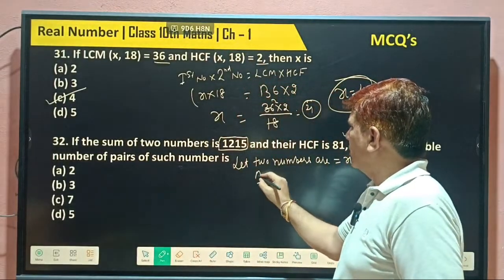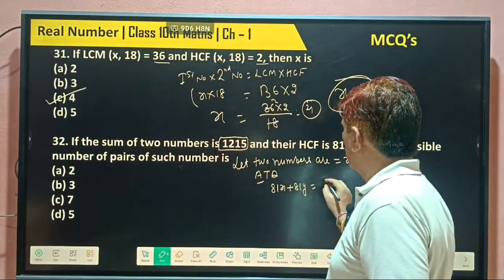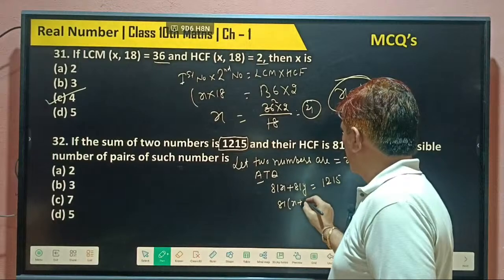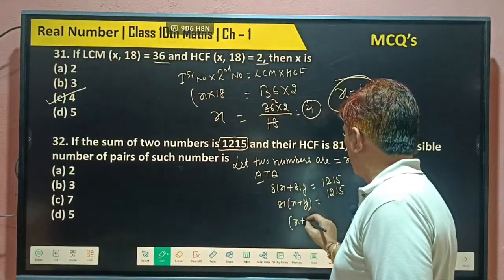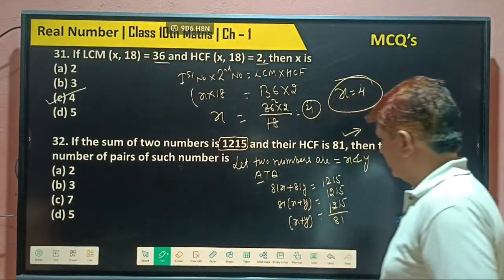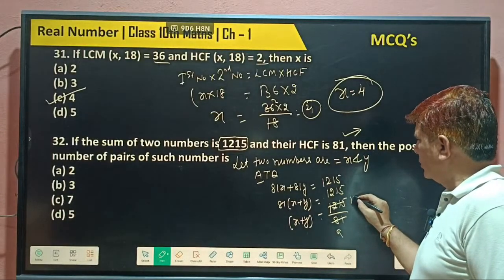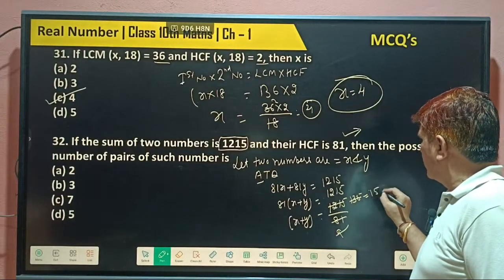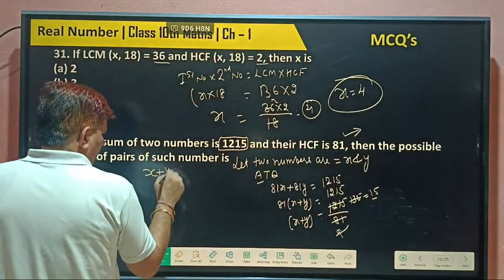So according to the question, 81X plus 81Y is equal to 1215. So 81 taken common, X plus Y is 1215. So X plus Y, how much? 1215 divided by 81. 9 nines are 81, 3 fives are 15, 9 ones are 9, 5 fives. So X plus Y is equal to 15.